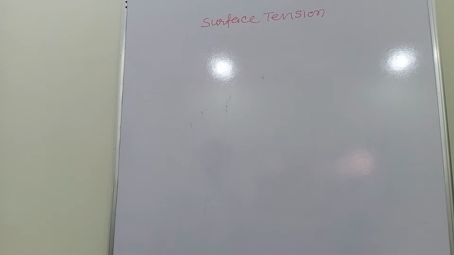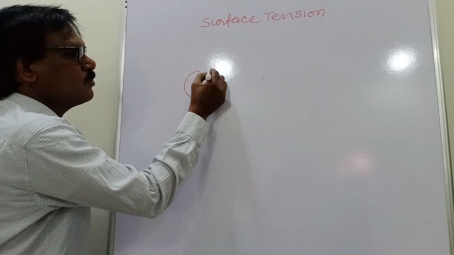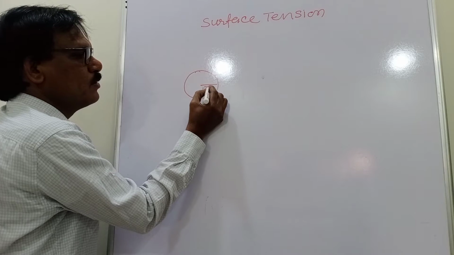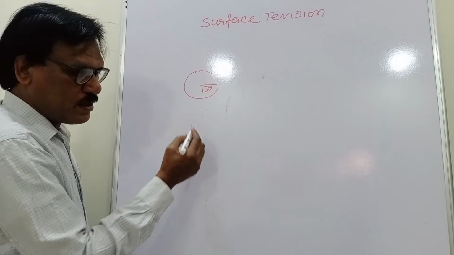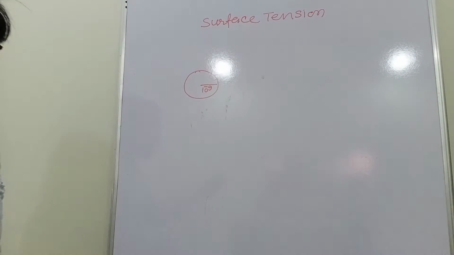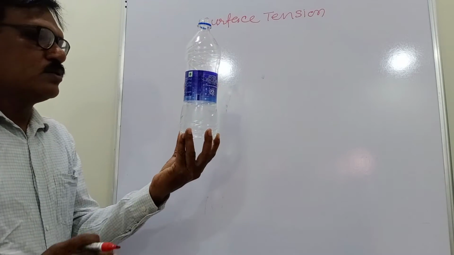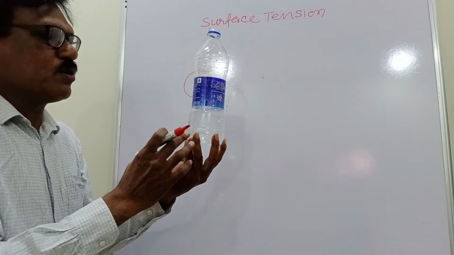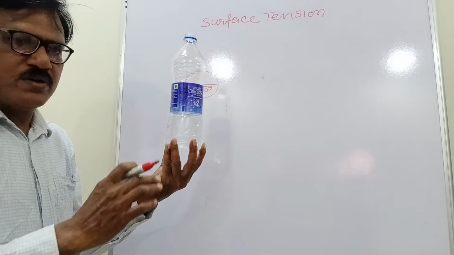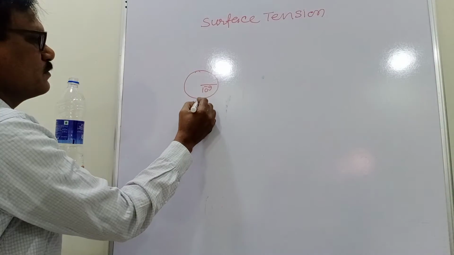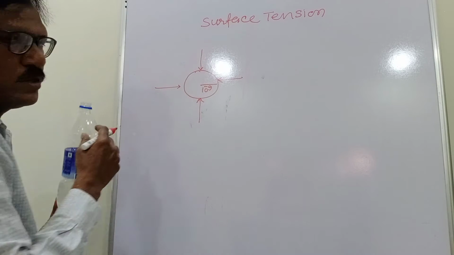So you know the molecular theory: if we make a sphere of radius 10 to the power minus 9 meter, this will be one sphere. In a container, if you take a bottle, there are molecules in it. That molecule of radius 10 to the power minus 9 meter will be inside, and it will be attracted by all other molecules. So the net force on this molecule will be zero.